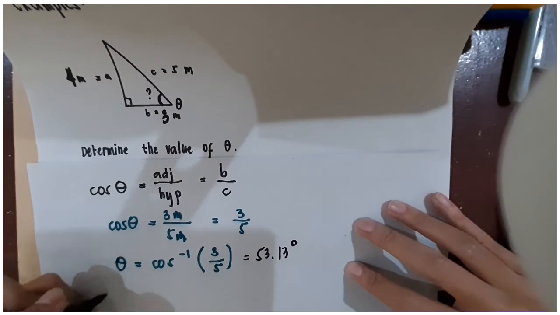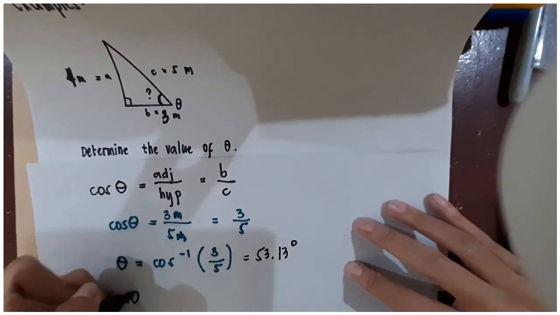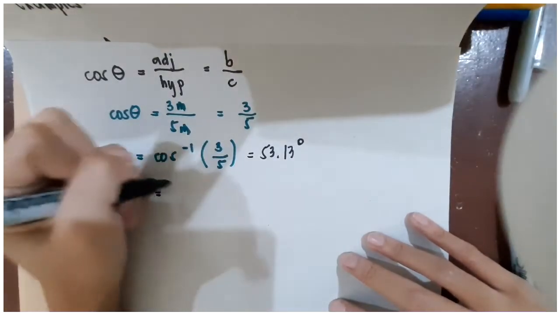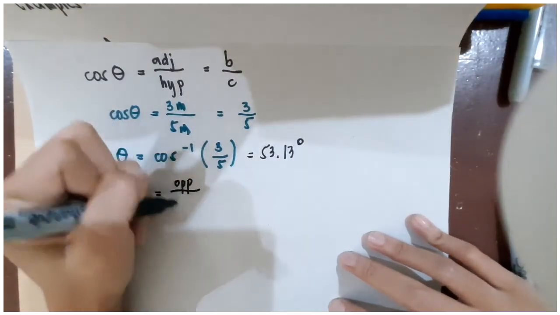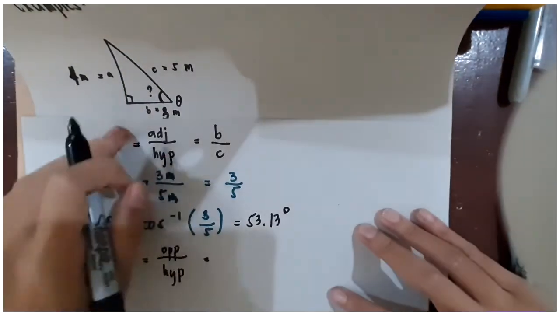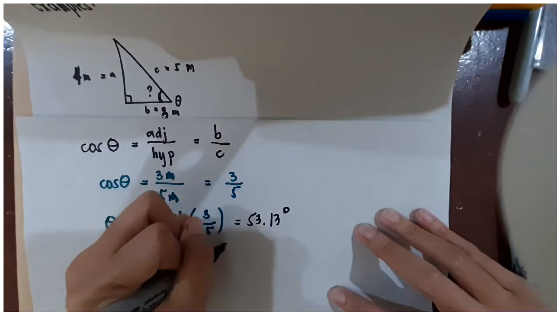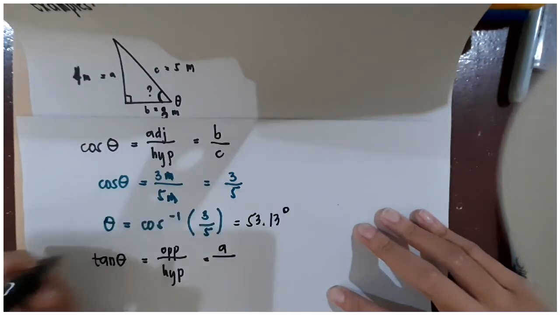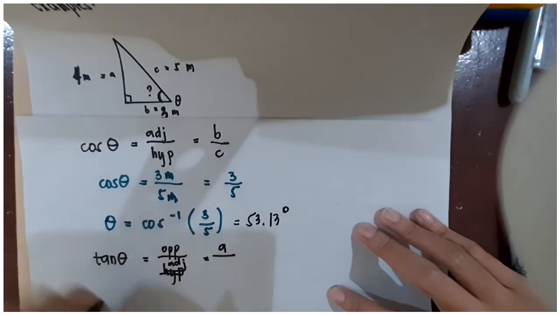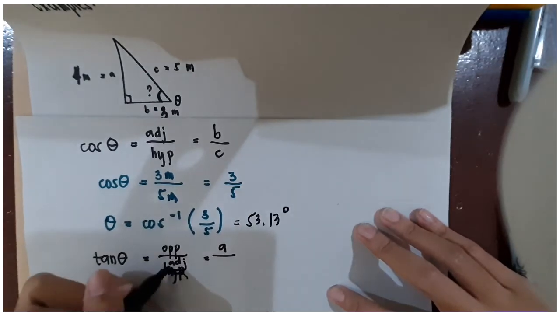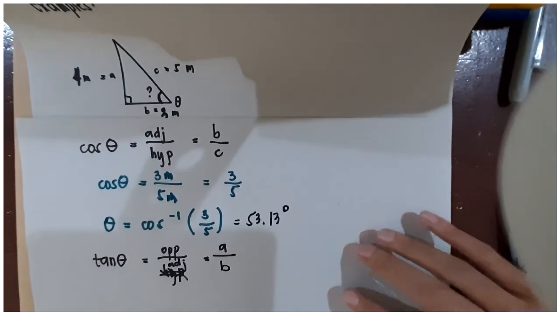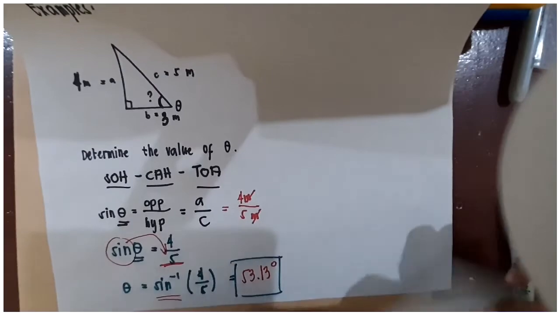We can also use your tangent. That's tan theta. Okay, what about using tangent? TOA is opposite over hypotenuse. In this case, the opposite is your A, and then, I'm sorry, TOA, it should be adjacent. Opposite over adjacent. Your adjacent is B. Okay? Like that.